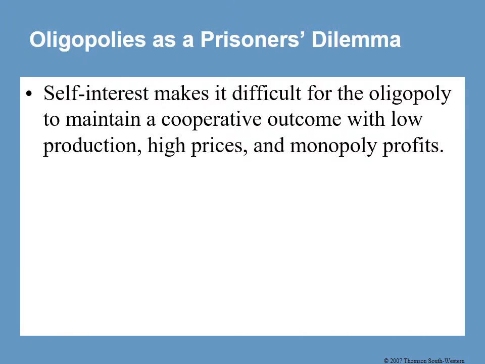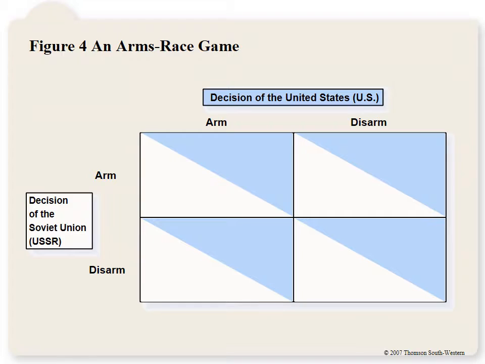So this brings us to something that we need to pay attention to. Self-interest makes it difficult for oligopolies to maintain a cooperative outcome with low production. Low production, high prices, and monopoly profits would happen if they could work collectively and cooperate, but the problem is that self-interest makes that very difficult.